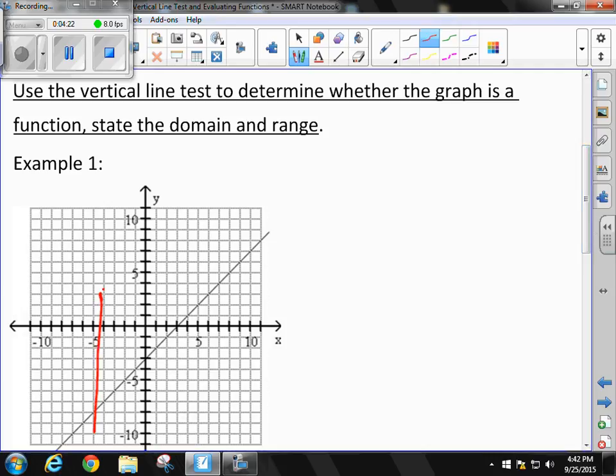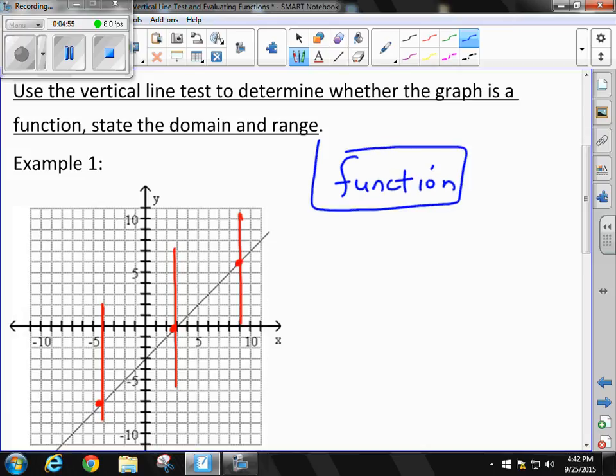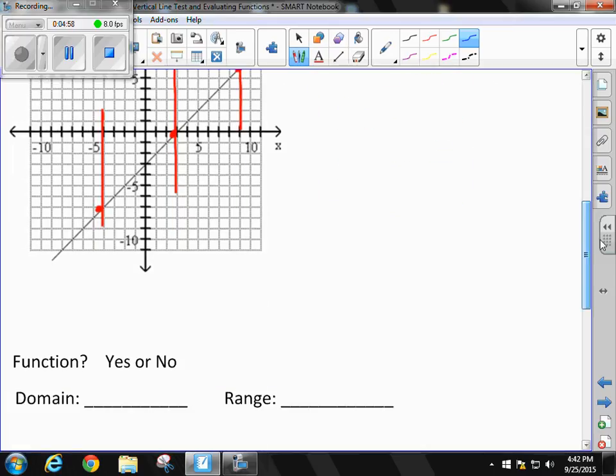How many times does a vertical line hit that graph? Well, only one time. Let's do it again. How many times does a vertical line hit that line? Only once. Let's do it again. How many times does a vertical line hit the function? Only once. This is actually a function because a vertical line only hits the graph in one spot. Now we want to talk about the domain and the range.